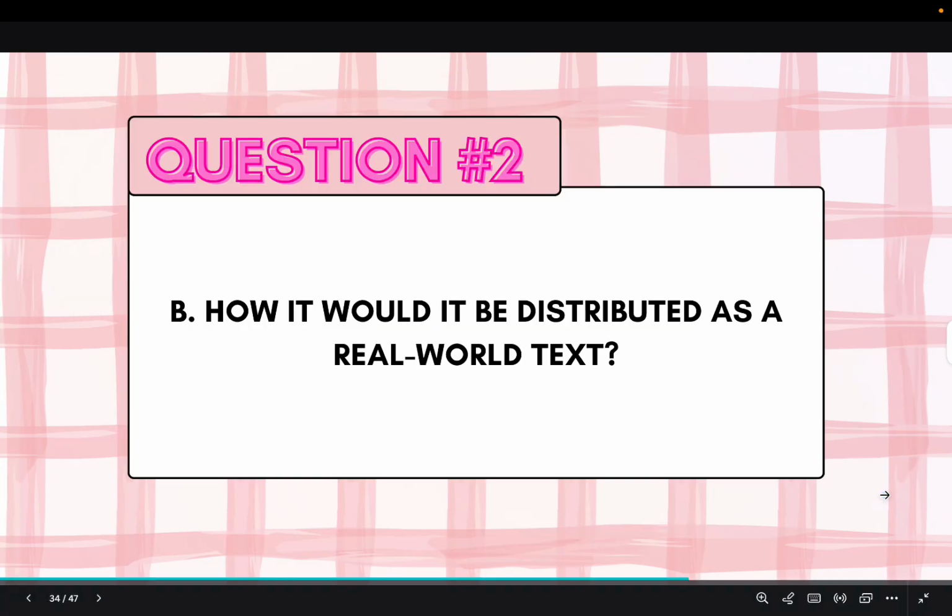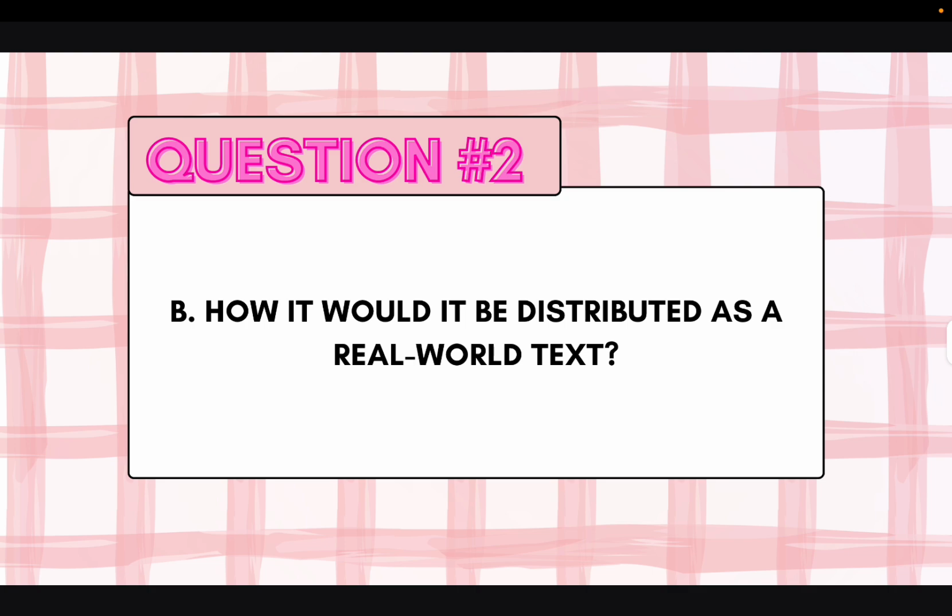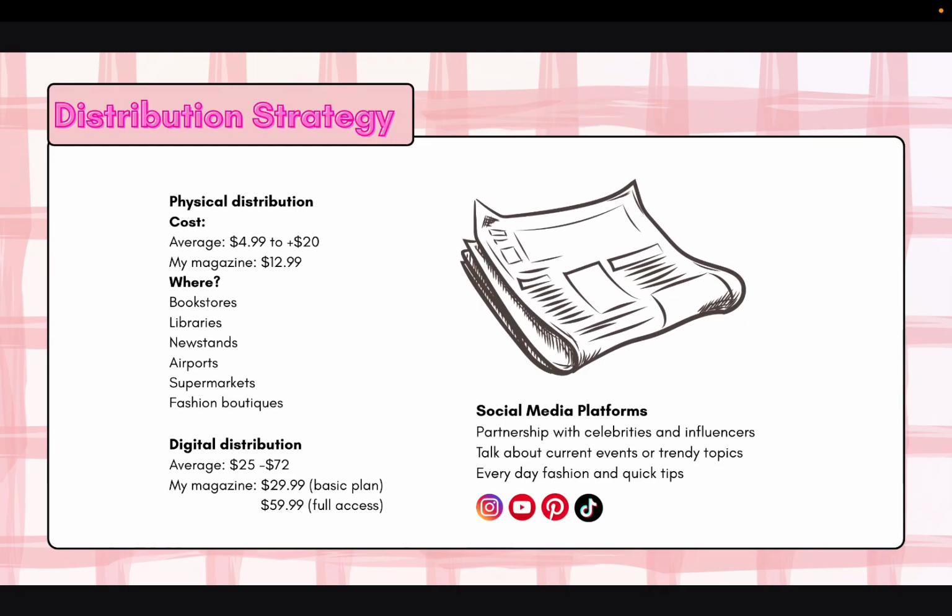Question 2, Part B. How would your media product be distributed as a real world text? So my distribution strategy is divided into two parts: the physical distribution and the digital distribution.